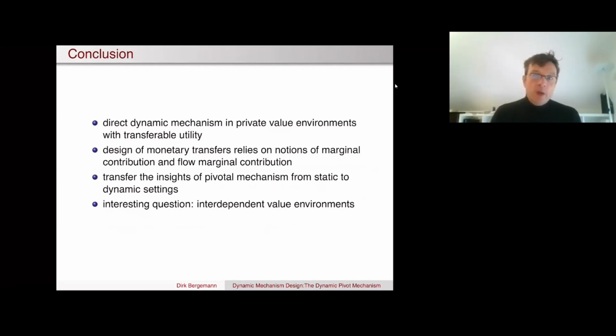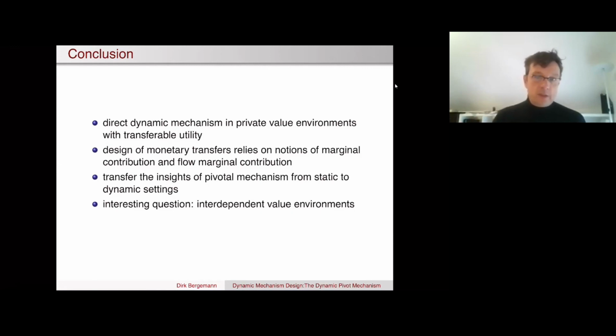And with that, I think you got a pretty good idea of how far we can go by extending the celebrated logic of the Vickrey-Clarke-Groves mechanism to dynamic environments, where the two defining criteria that we used here were, A, that the environment is one of private values, and B, that we could use transferable utility at any moment in time. That is what gave us these strong properties for incentive compatibility. In the design of the monetary transfers, we were guided entirely by the notion of marginal contribution and the sequenced version of marginal contribution, which we call flow marginal contributions. These are notions that refer to the welfare problem rather than the individual problem.